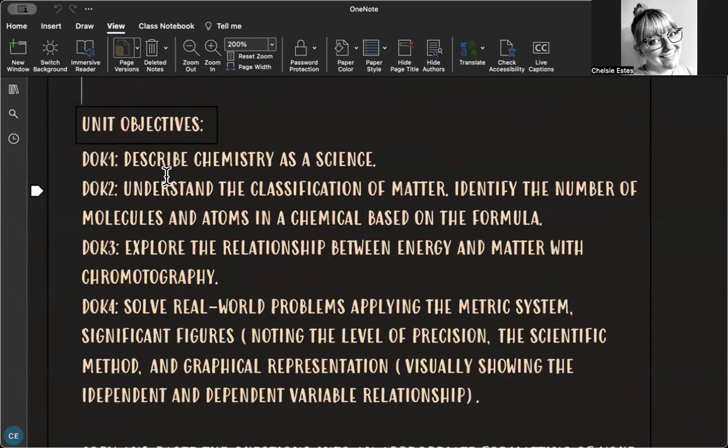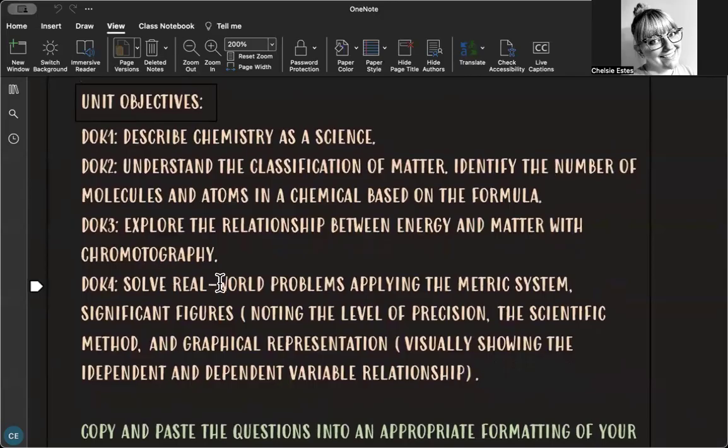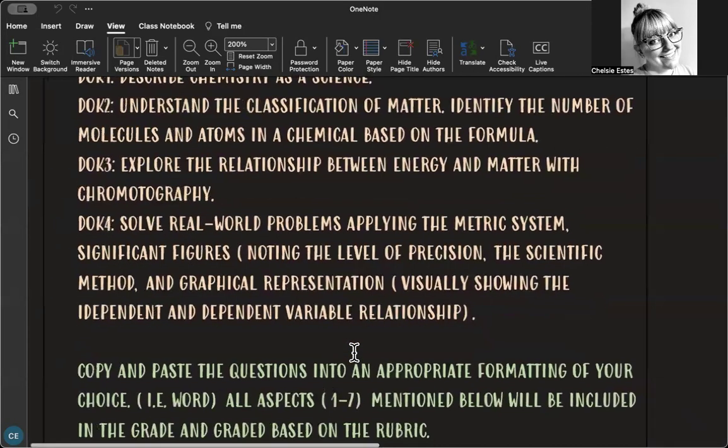So describe chemistry as a science, understand the classification of matter, identify the number of molecules and atoms in a chemical based on the formula, explore the relationship between energy and matter with chromatography, solve real world problems applying the metric system, significant figures, noting the level of precision, the scientific method, and graphical representation, visually showing the independent and dependent variable relationship.